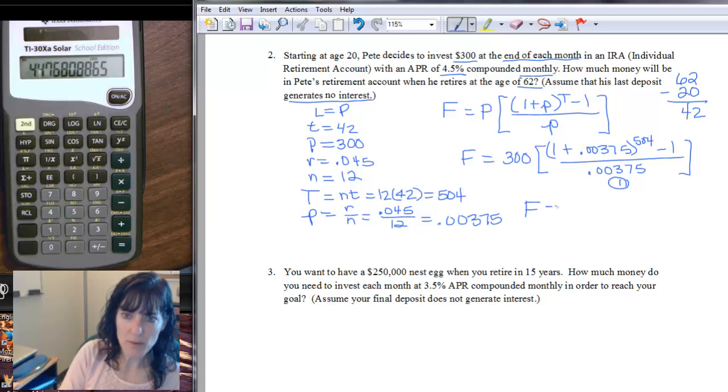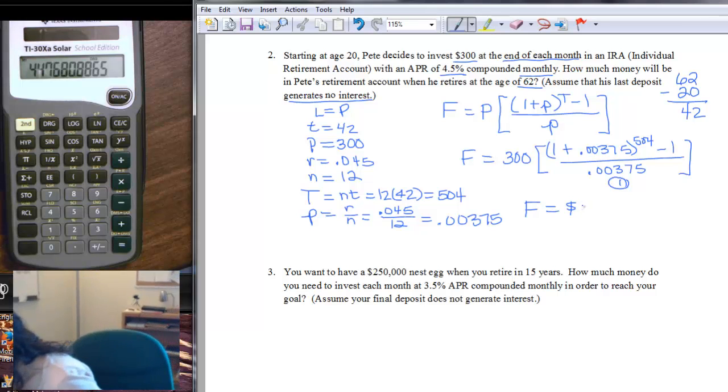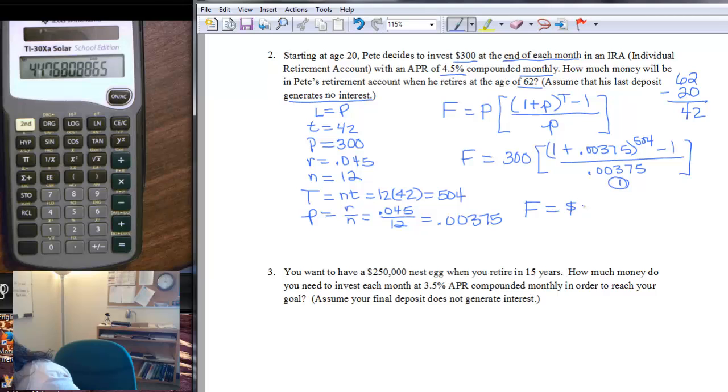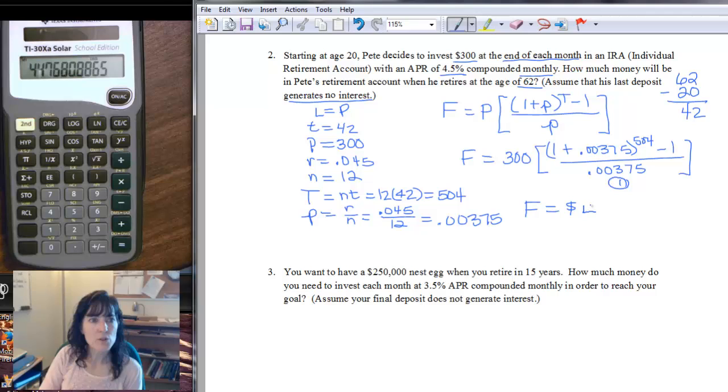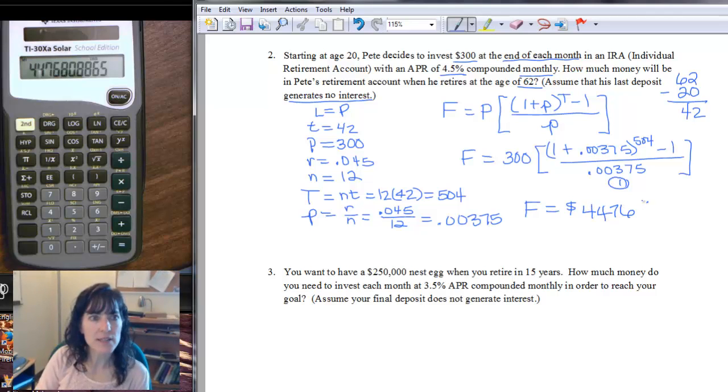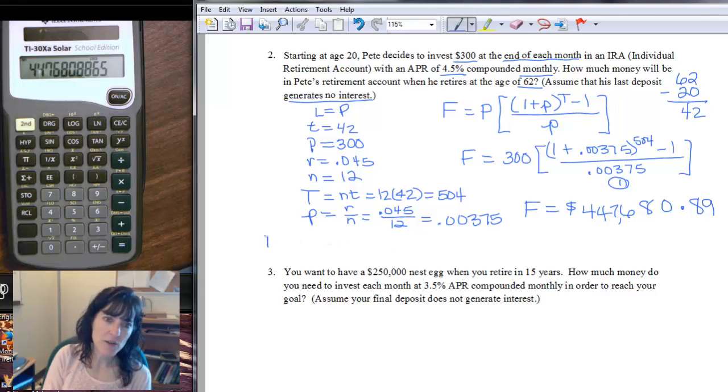So for this problem, F equals dollars, and this one's hard for me to see those decimal places. There it is after the 0. So 447,680, and it's 8, but I look at the next digit, which is a 6, so I know I have to bump it up to 9, so it's now going to be 0.89. So count over 1, 2, 3, put your comma in.